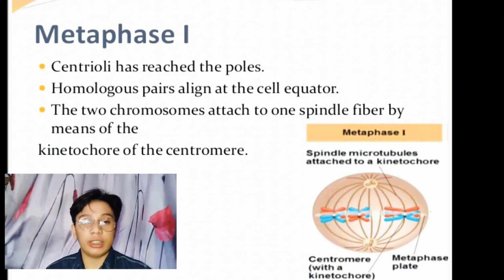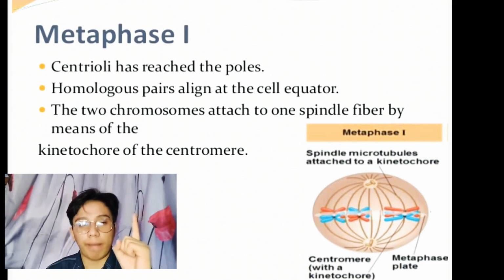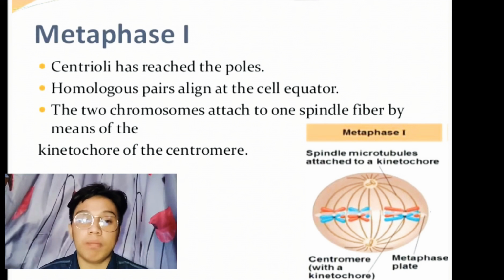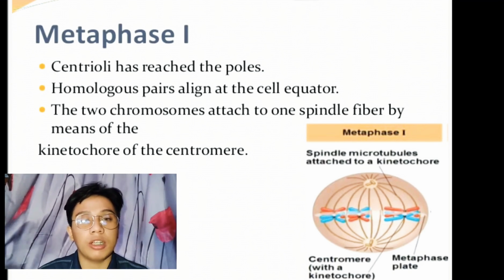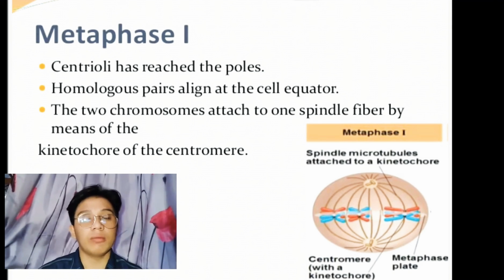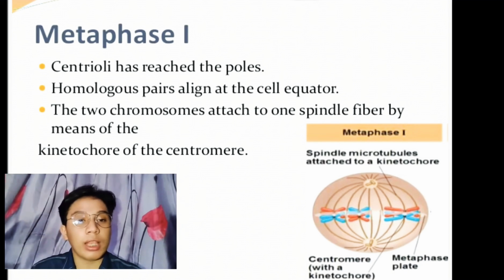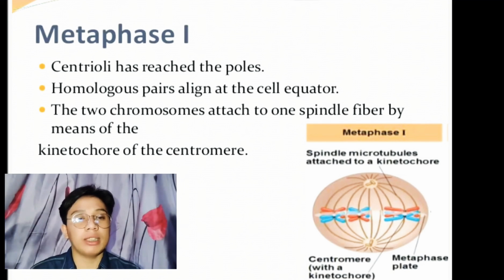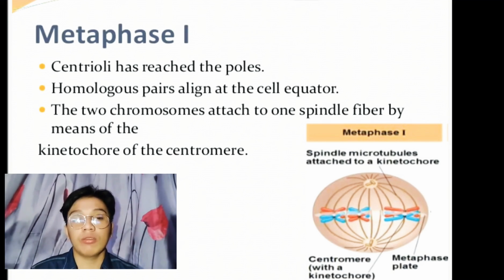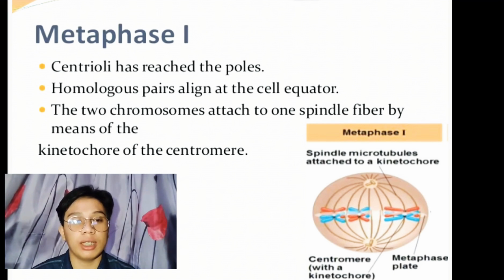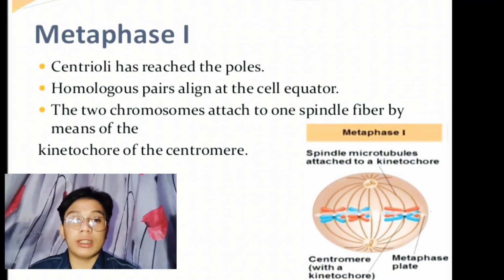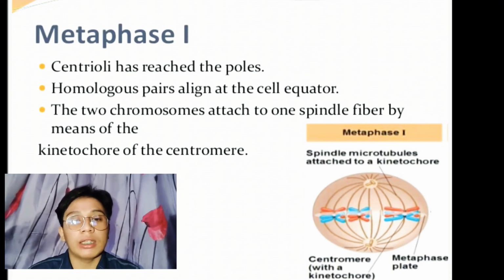So, the first is metaphase 1. Metaphase encompasses the alignment of paired chromosomes along the center. Metaphase ensures that 2 complete copies of chromosomes are present in the resulting 2 daughter cells of meiosis 1. Metaphase follows prophase and is preceded by anaphase 1.